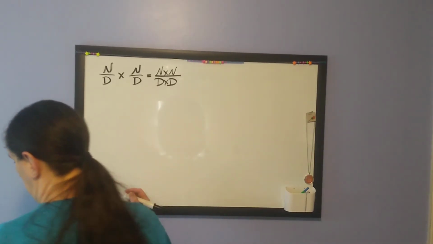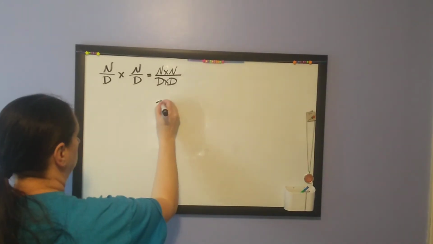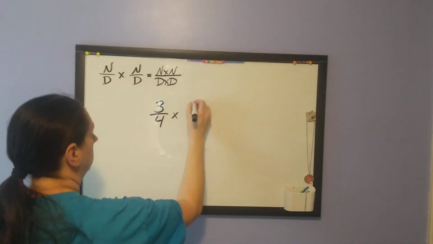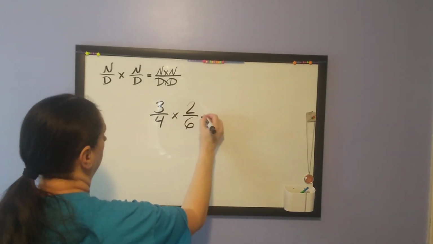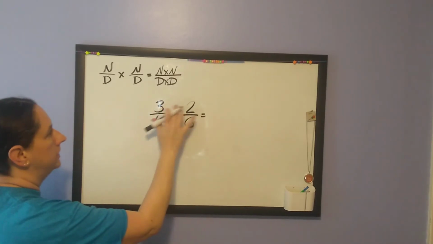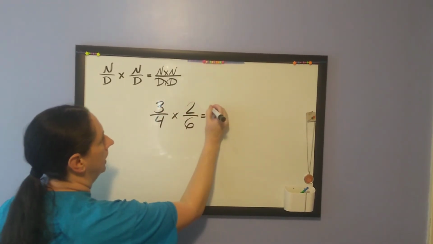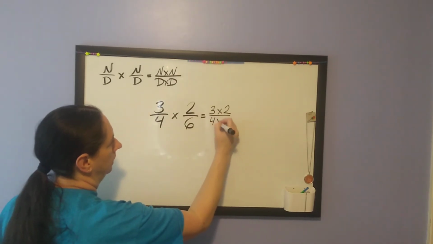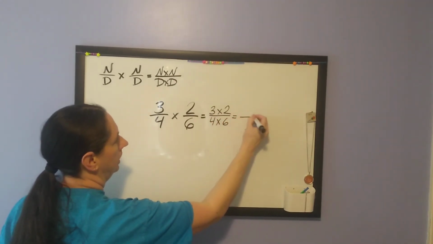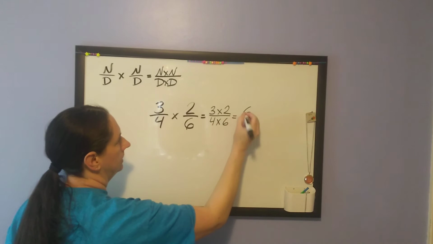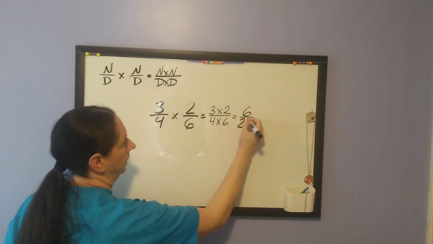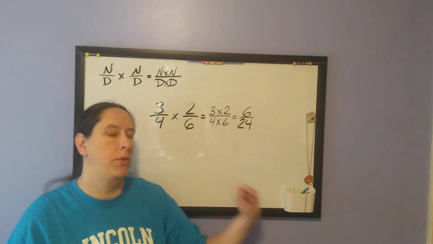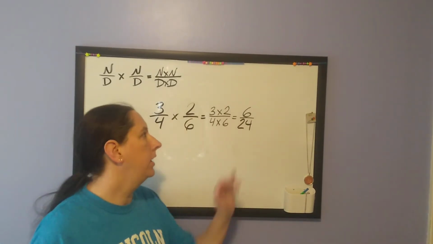Okay, so I'm just going to do 3/4 times 2/6. Okay, they want us to take our numerators and multiply them together, so I'm going to do 3 times 2 over 4 times 6, which equals 3 times 2 is 6, 4 times 6 is 24. Now when I get to my final answer, remember to always check to simplify.